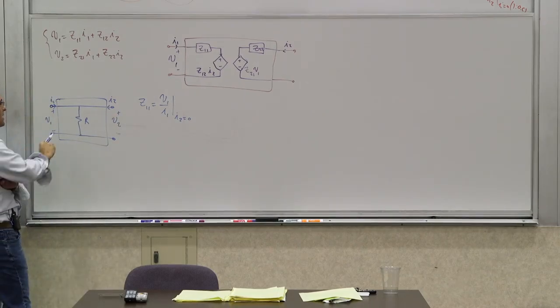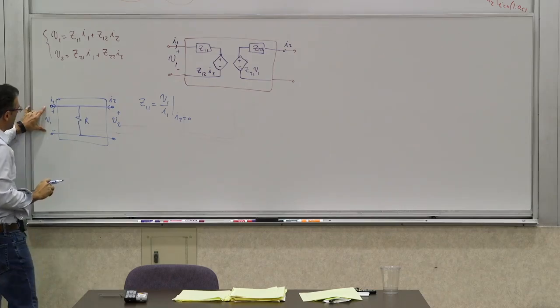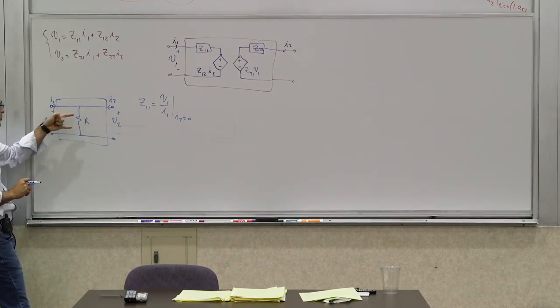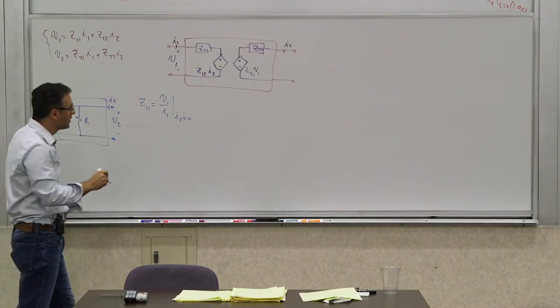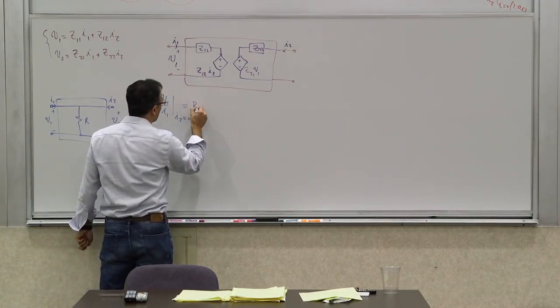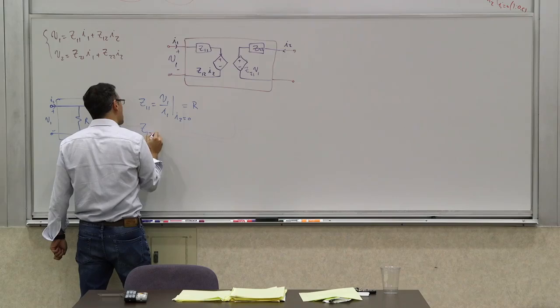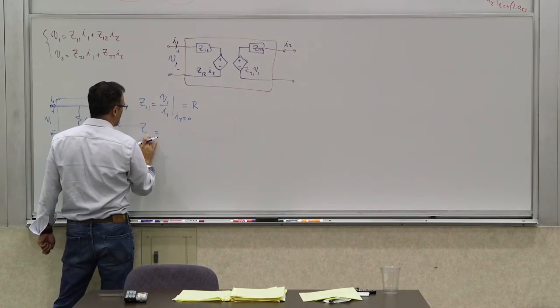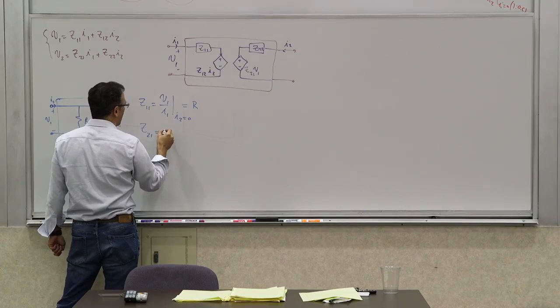If you do that, then if you look at this, you can easily see that the ratio of V1 to I1 is the resistance seen across here when the other port is open, which is basically R. So this term Z11 would be R. How about Z12, or Z21? Let's do the Z21 first.